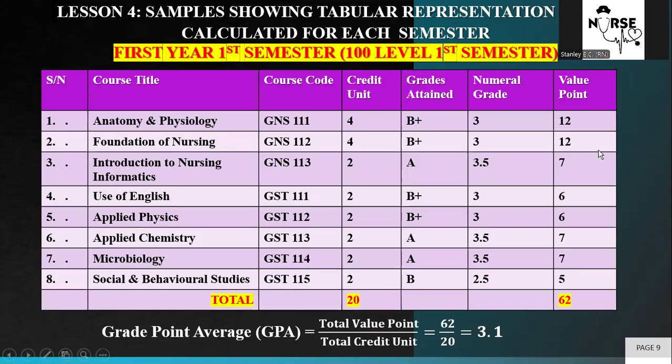Okay, sorry, this is where I was. 62 divided by 20. Total value point divided by total credit unit, you get 62 over 20. Okay, this is 3.1. So this student got 3.1 as a GPA for the first year semester. Take note of it, 100 level first semester.